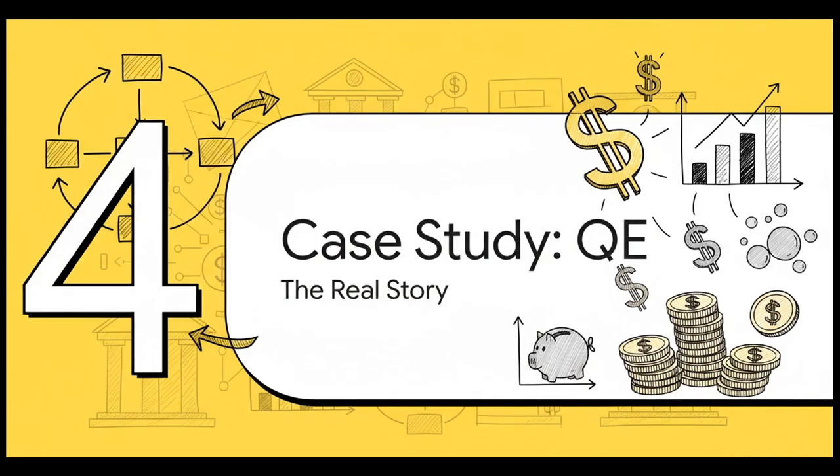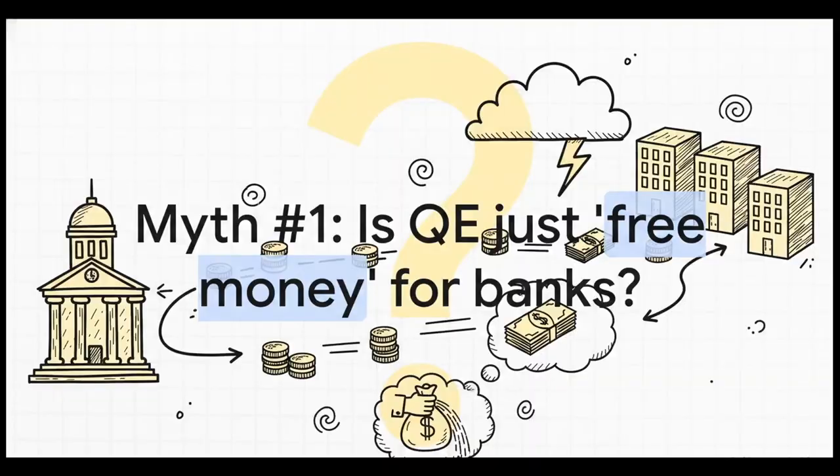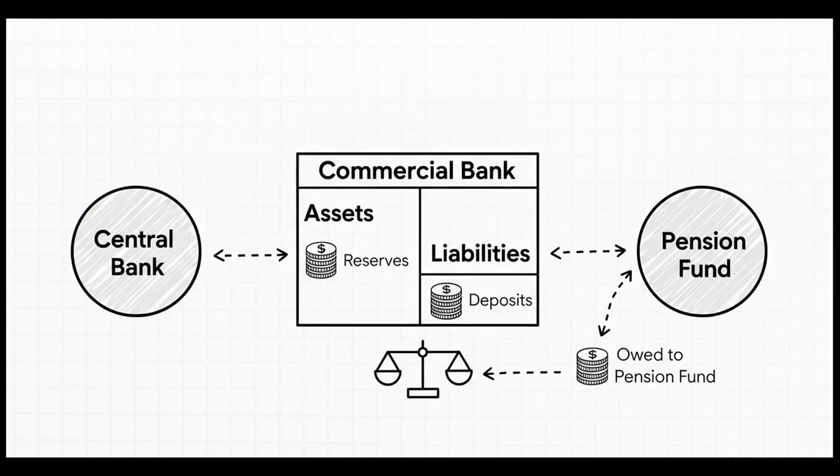So let's put this new framework to the test with a real-world example, one that has confused just about everybody for the last 2 decades: quantitative easing, or QE. It starts to make a whole lot more sense when you know how money is actually created. So you've probably heard this one, right? That QE is basically just the central bank printing a ton of money and giving it to big banks for free. But is that really what's happening? The reality? Nope, not at all.